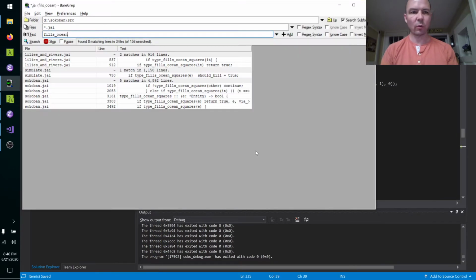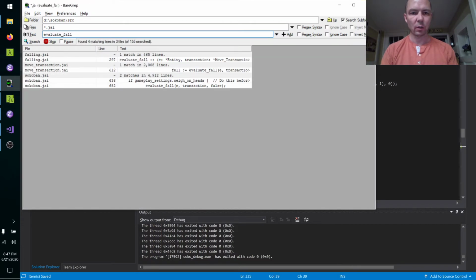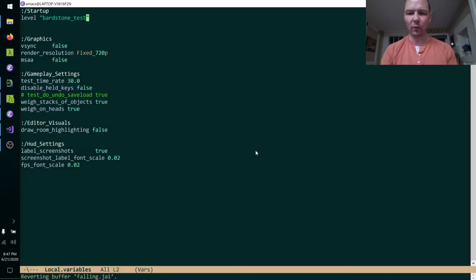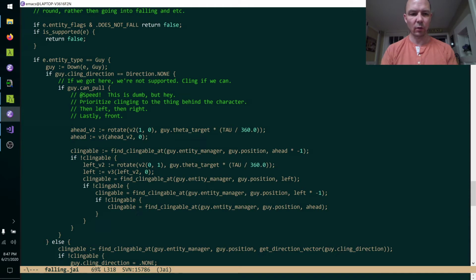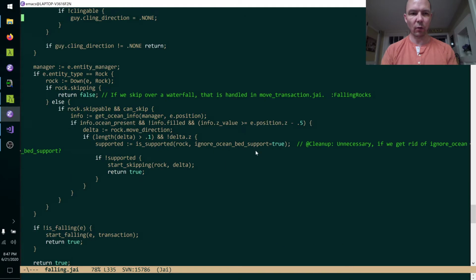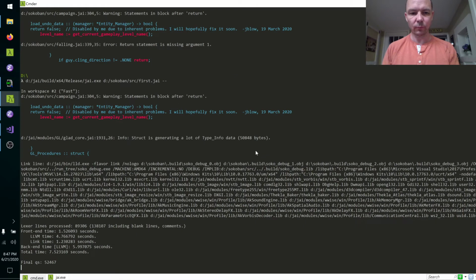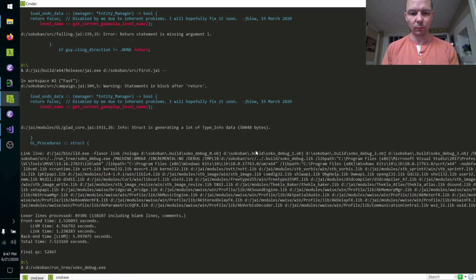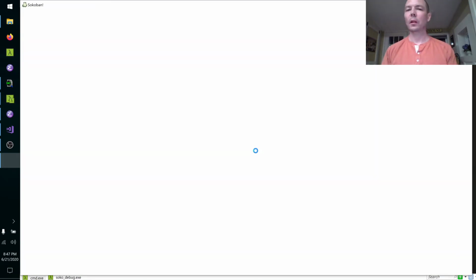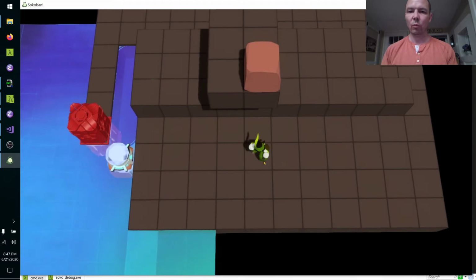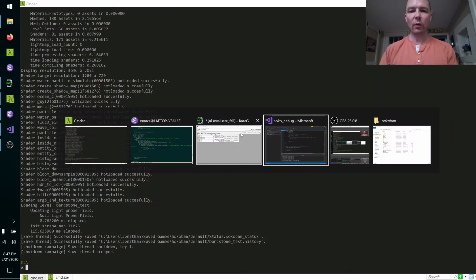What does evaluate fall return if we fell? It doesn't look like what it does. Hold on. Oh, no, it does. Okay. So we do not fall. Let's see if we in fact don't fall. We fell. What is going on, people?